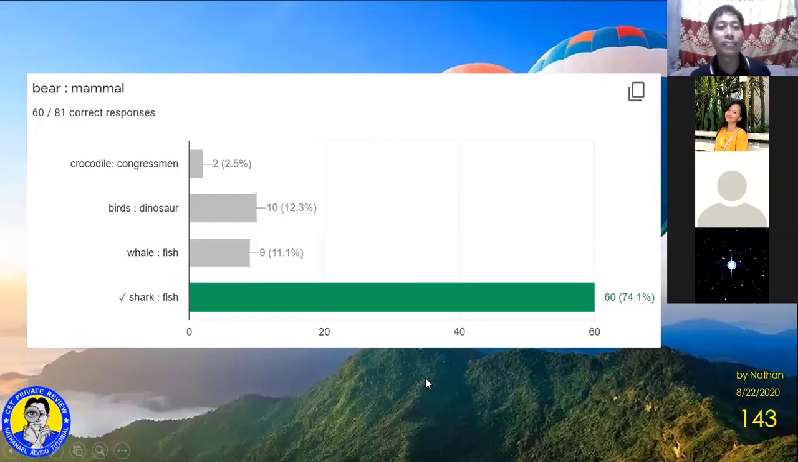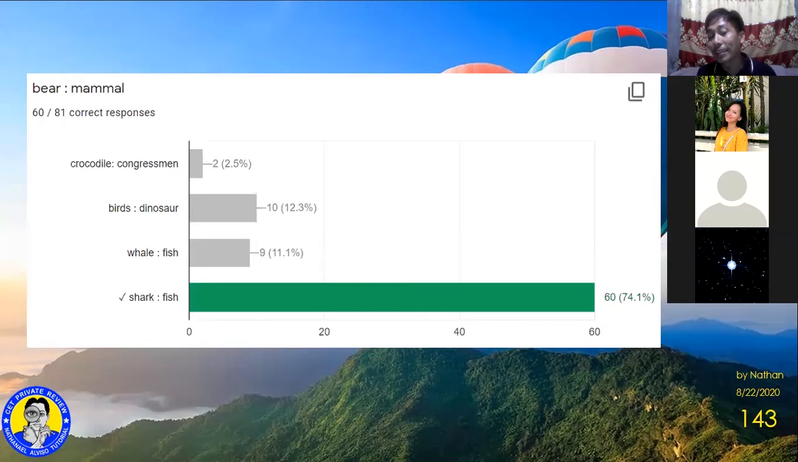All right. Bear, mammal. So this is a relationship of class, their order, the particular example. So it's not crocodile, congressman. Like two of you answered crocodile congressman. I don't know if they are being sarcastic or not.